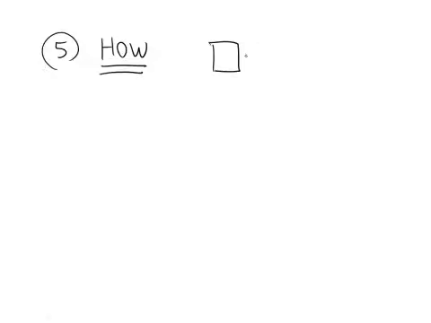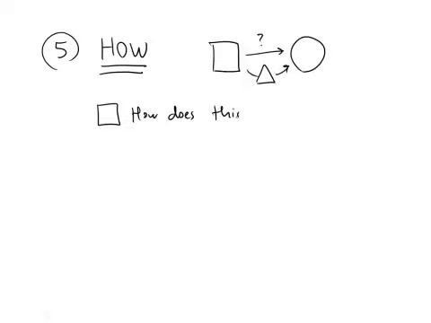The fifth type of problem are problems of how. How are we going to make this thing become that thing? How are we going to turn our company that makes squares into a company that makes circles? How questions become the kinds of questions that say, well, how does this happen?